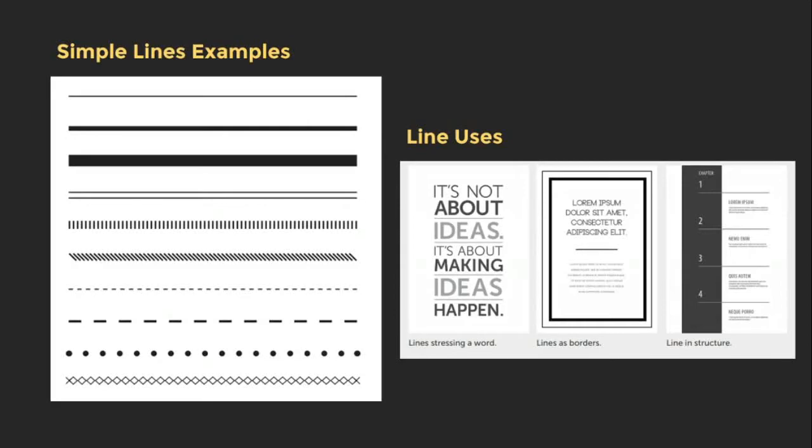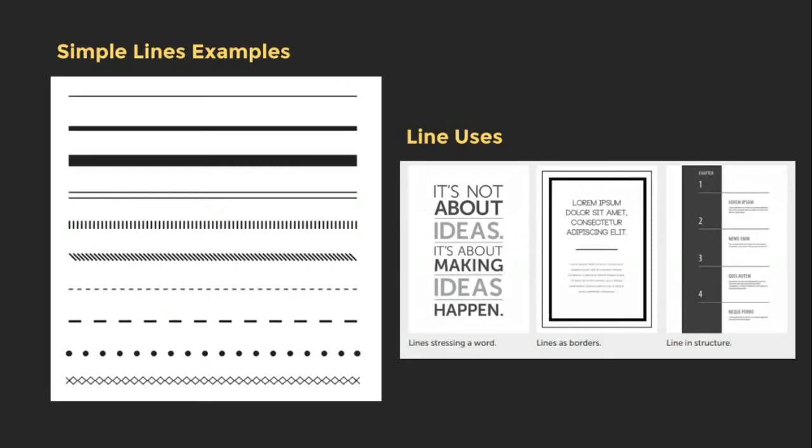And of course, how lines are used. I mentioned before that they can be used to segment elements in a design. You could say the first example is line stressing words: it's not about ideas, it's about making ideas happen. And of course, line can be used in structure. It could be used as a border. We could see in the second example that lines are used as borders. So basically, these are the uses of line, and lines can be very awesome when they are used properly in a design.